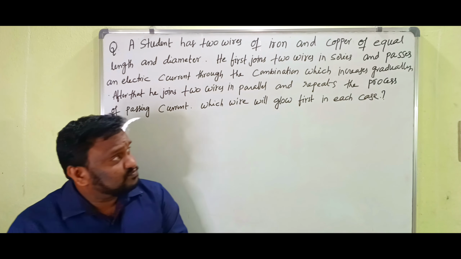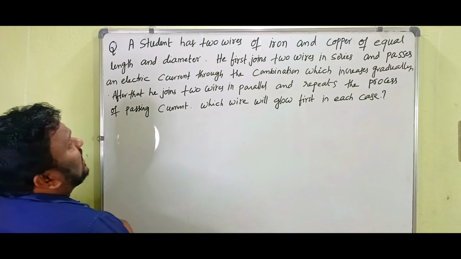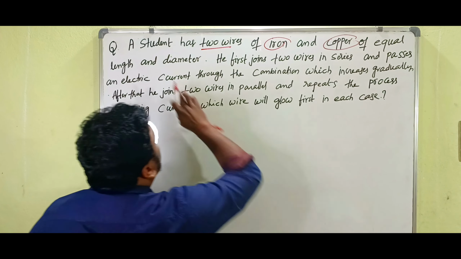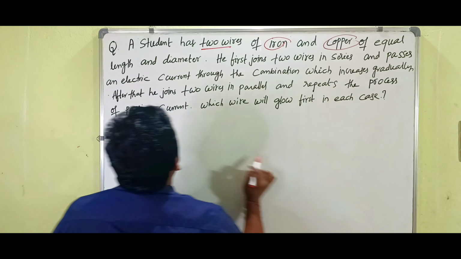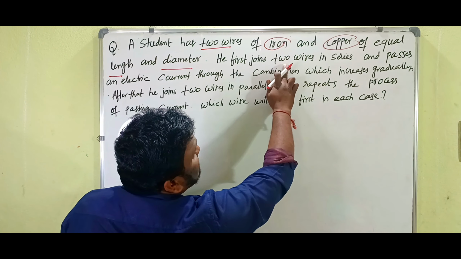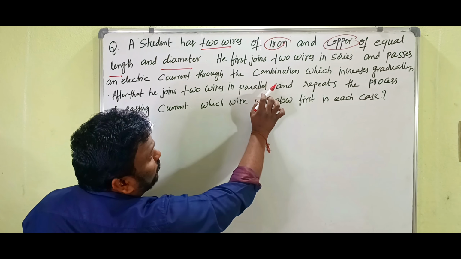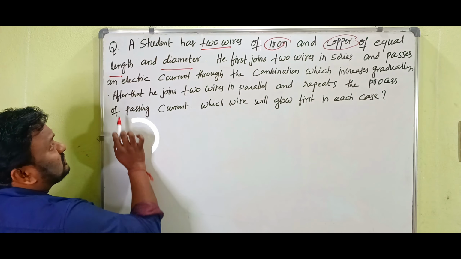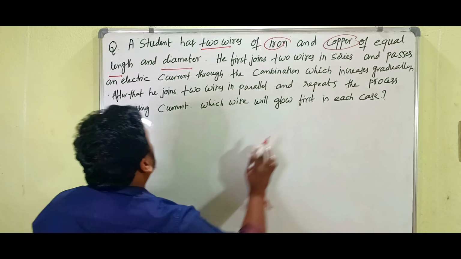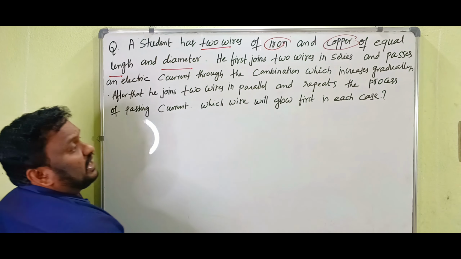Look here, the question seems to be very big but the answer is very simple. A student has two wires of iron and copper of equal length and diameter. He first joins the two wires in series and passes an electric current through the combination, which increases gradually. After that, he joins the two wires in parallel and repeats the process of passing current. Which wire will go first in each case?